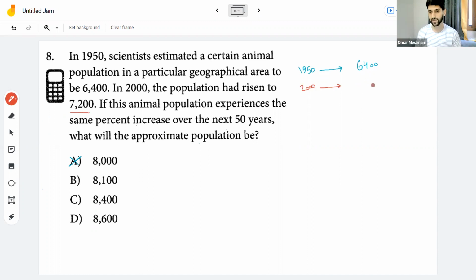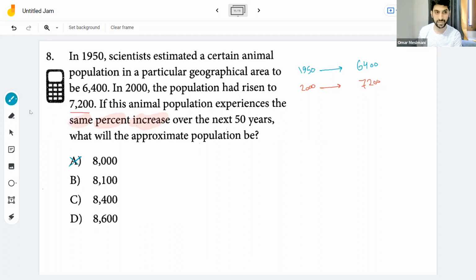It is 7,200, okay? So listen for now. This is the key of the solution, all right? What he's saying to you is that if this animal population experienced the same % increase over the next 50 years, one more time, if this animal population experienced the same % increase, all right, over the next 50 years, what will the approximate population be?